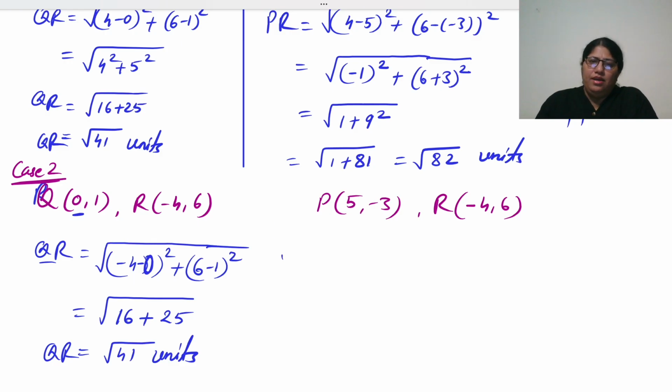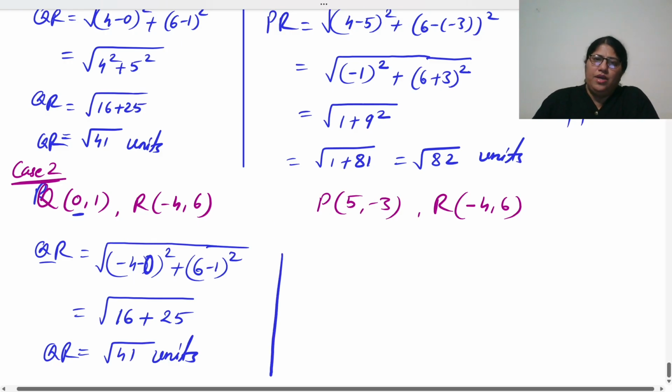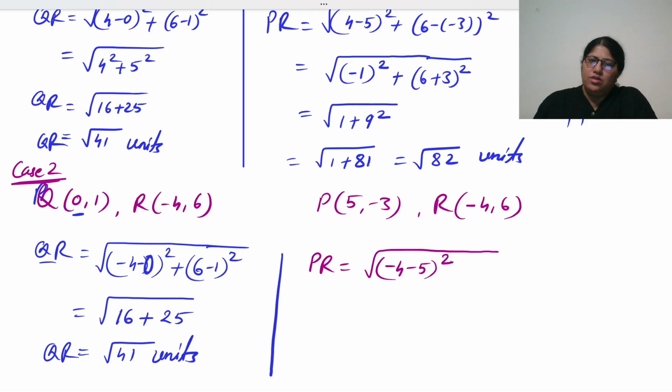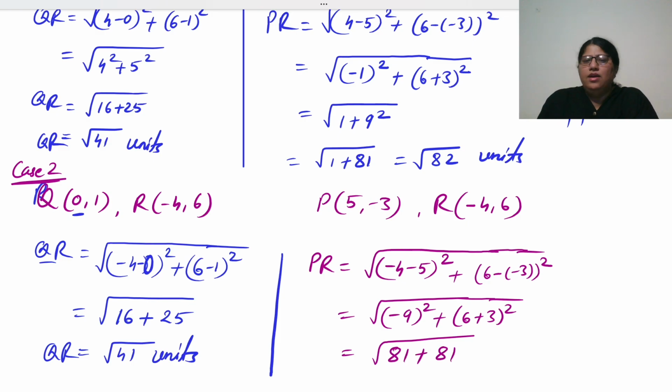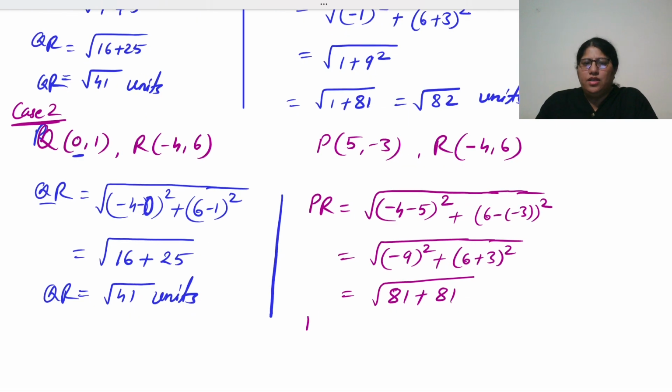But what will happen if I take the length of PR? Let us see here, length of PR. If I take it here, minus 4 minus 5, because x coordinate is not the same here, right? It's a numerical value, so there will be change. 6 minus of minus 3 whole square, right? So how do we do it here? It's minus 9 whole square. Be careful with the sign when you're solving the questions. 6 plus 3 whole square. Now minus 9 whole square is going to be 81, plus this is also 9 square, which is 81. 81 plus 81, if I take, it is 162.